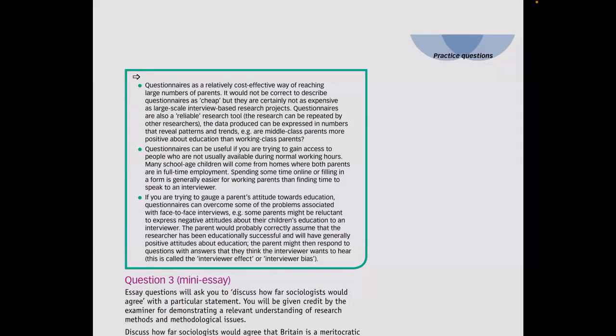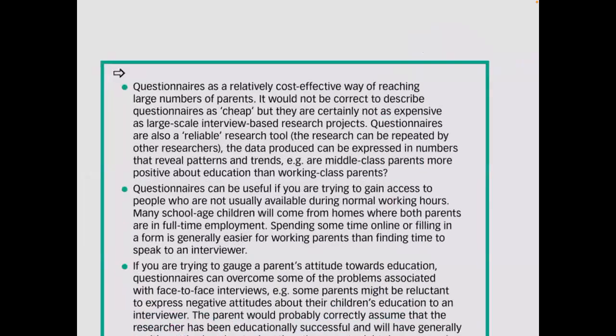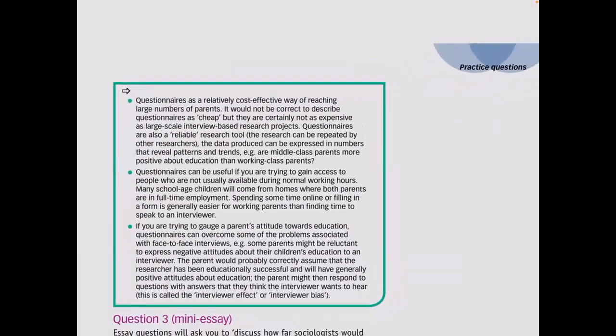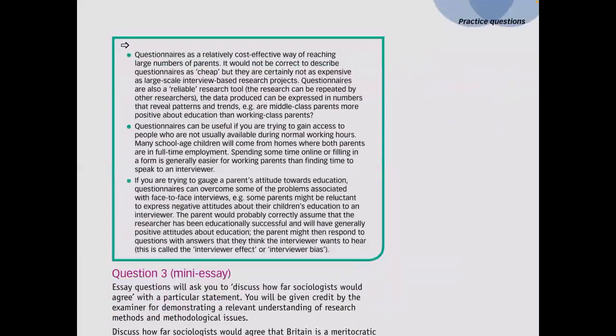Questionnaires are also a reliable research tool. The data produced can be expressed in numbers that reveal patterns and trends. For example, are middle class parents more positive about education than working class parents? Identification done over here, that gets them the 1 mark. Then the explanation, where they're saying, yes, it's not necessarily cheap, but it's relatively cheaper, and that it is easy to analyze and easy to look at. And then we have the last thing, which is relating to the example of parents. They have given us a question which ultimately makes us relate to that particular example.